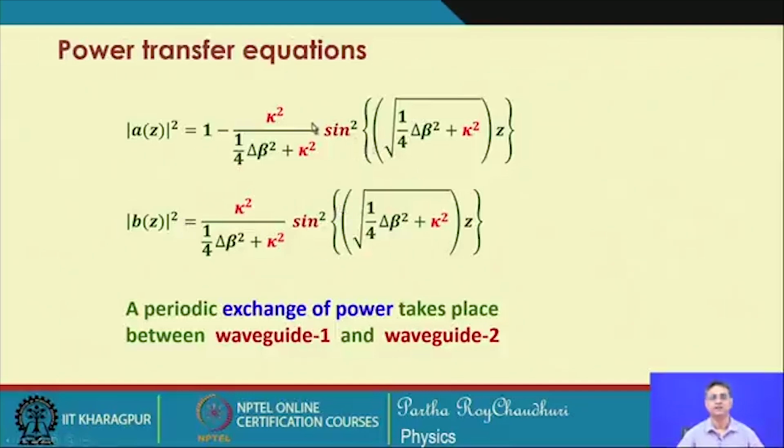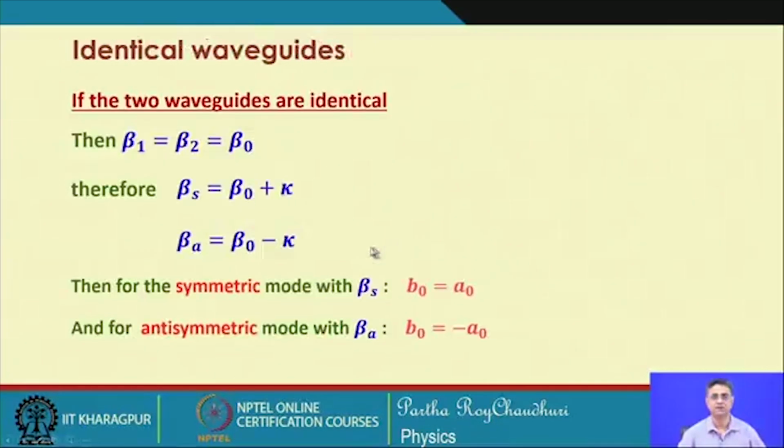You can see that there is a periodic exchange of power between the two waveguides, that is, the periodicity will be twice pi, this k twice pi by lambda, this quantity. So, pi upon this quantity will be the periodicity of the power transfer along the z direction between waveguide 1 and 2. So, it is obvious from this that there is a periodic exchange of power between the two waveguides.